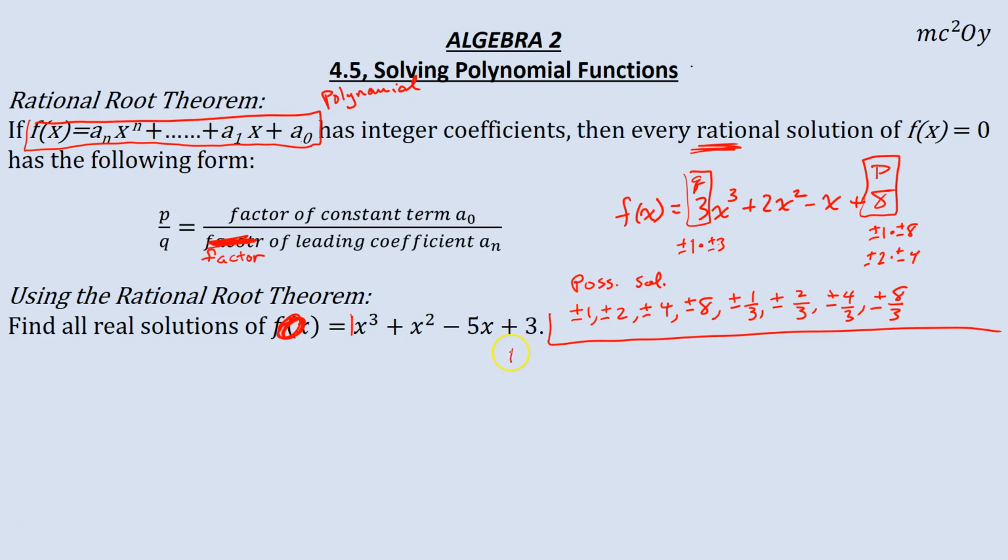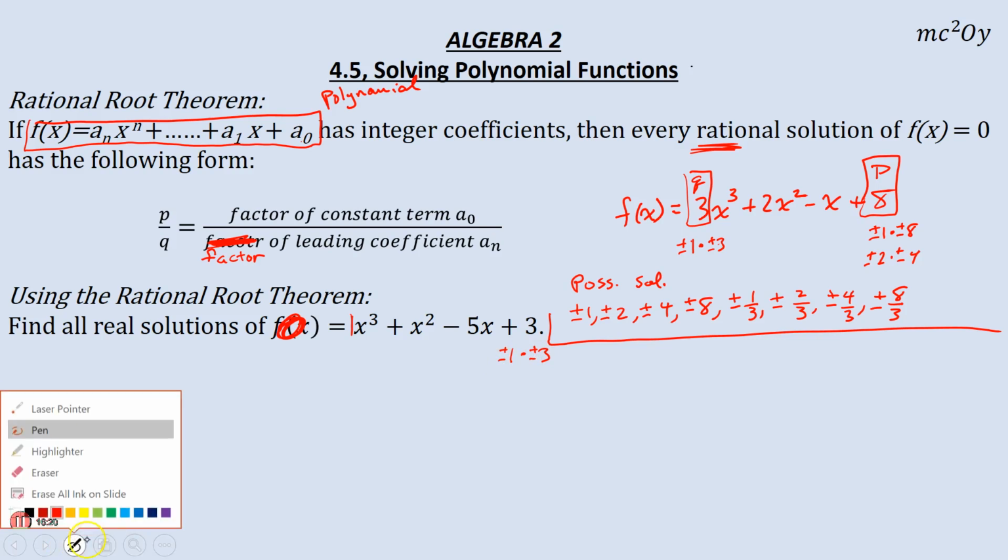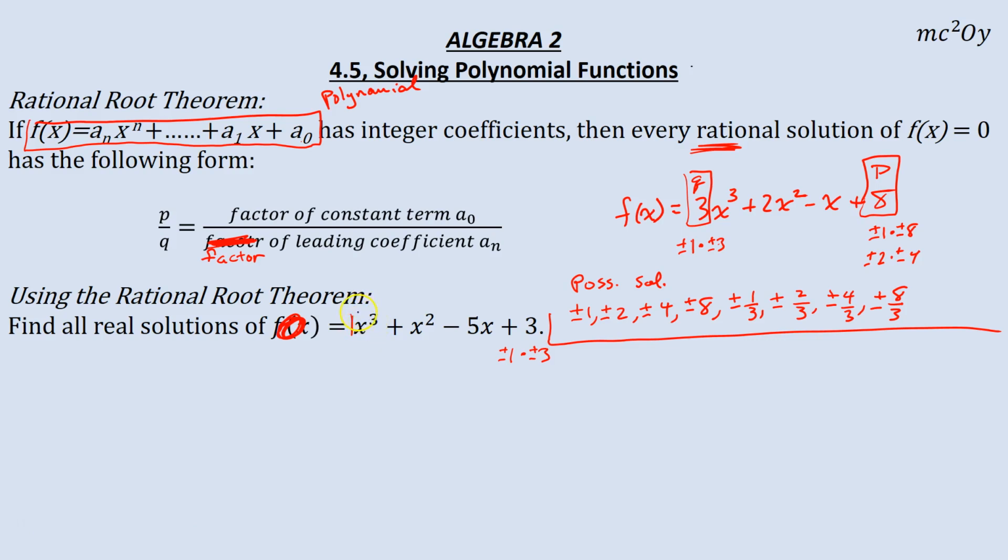So there's only 2 factors of 3. There's positive negative 1 and positive negative 3. So I guess there are 4 factors of 3. Okay, so I'm going to test for 1 because that's the easiest one. And the way you test for 1 is you just add your coefficients up. Right? 1 cubed is still 1. 1 squared is, well, that's 1. 1 times negative 5 is negative 5. And 1 times, well, there's nothing there, so that's just 3. So 1 plus 1 minus 5 plus 3. Well, that equals 0.